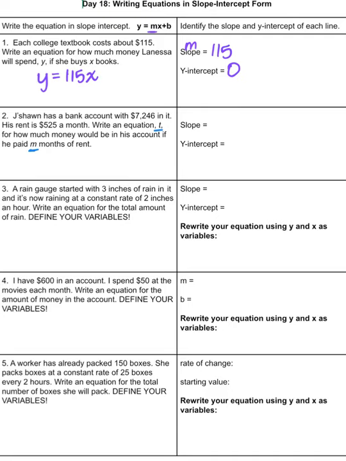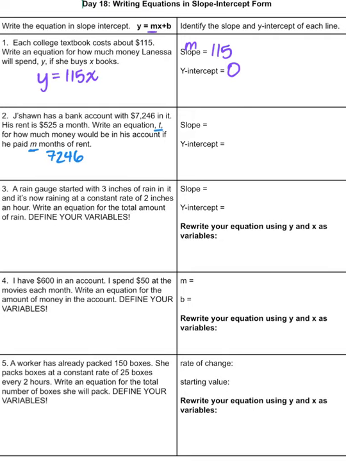So he starts with $7,246. So I'm going to go ahead and write that part first, $7,246. And his rent is $525 a month. So I want to know how much money would be in his account, that's T, if he paid M months of rent. So here's a starting amount.